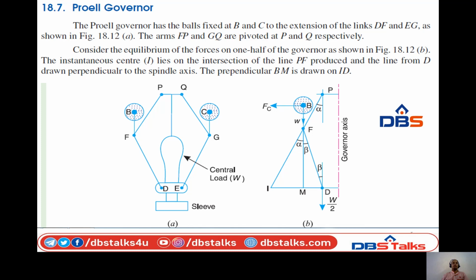Then consider the equilibrium of the forces. Consider the equilibrium of the forces on one of the halves of the diagram.